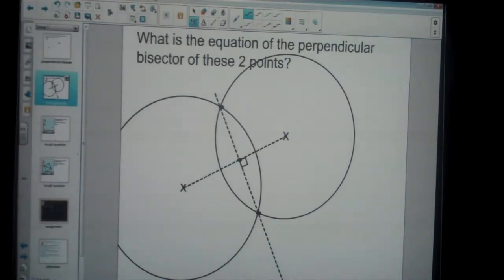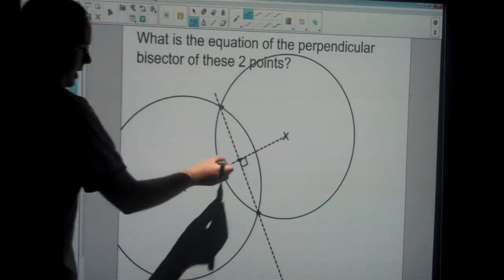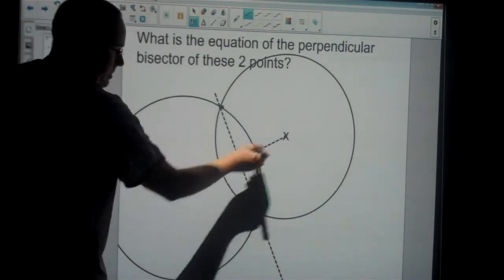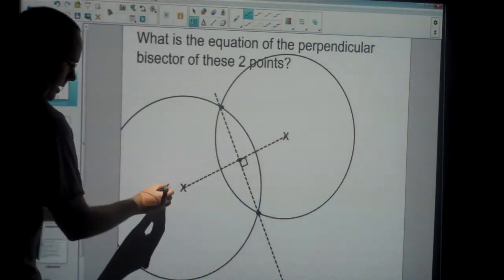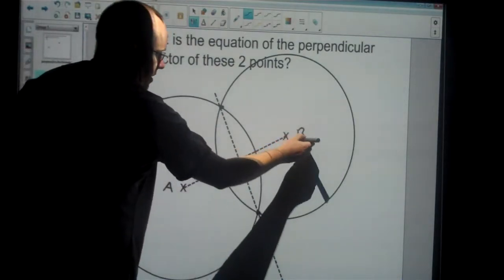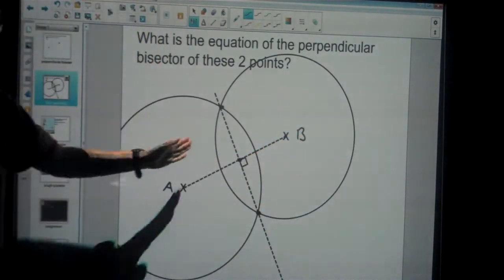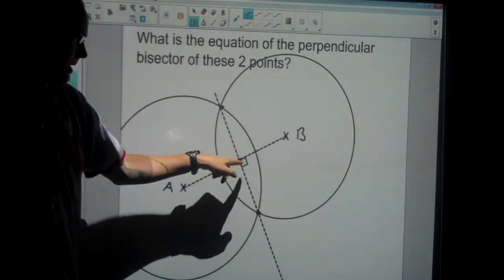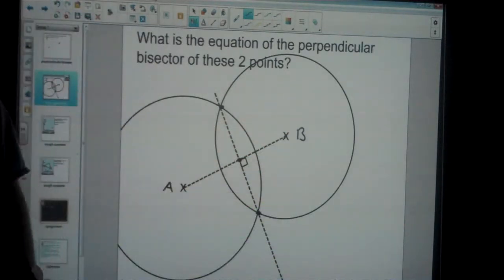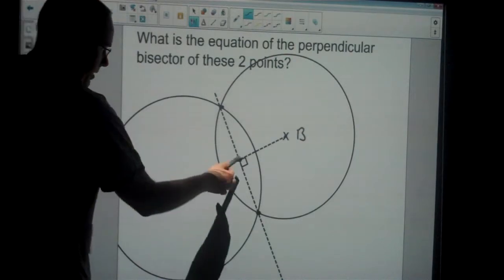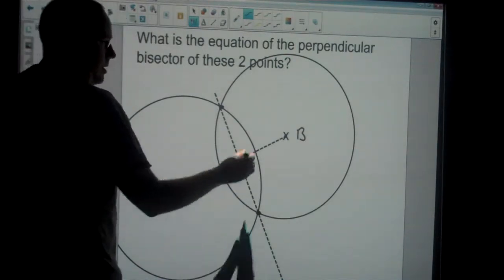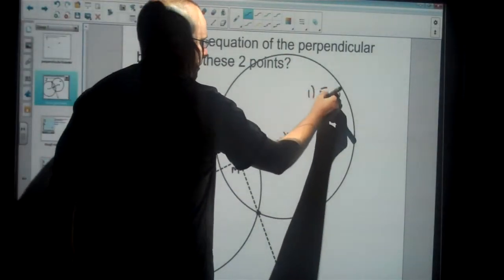Now, the key elements of this perpendicular bisector is, first of all, this point here is the midpoint of the 2 points. So I called them A and B in the previous picture. And also this line here is perpendicular to the line AB. So the key elements for this question then are, first of all, I do need to find this midpoint, which I'll call M. So step one, find the midpoint.